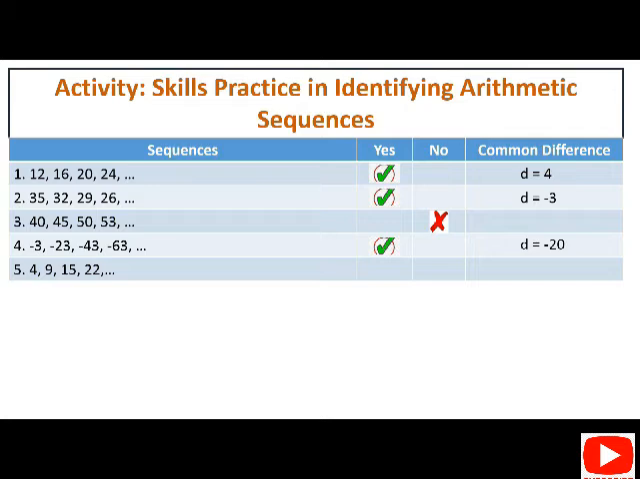How about number 5? 4, 9, 15, 22, and so on. So this is not an arithmetic sequence because the differences are not the same. Because 9 minus 4, that's 5. 15 minus 9, that's 6. They're not the same, so that is not considered an arithmetic sequence.